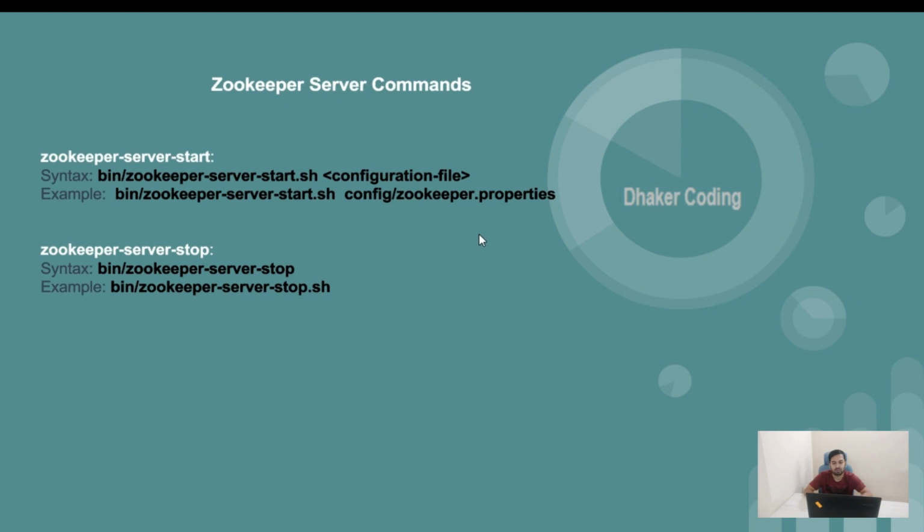Now let's say you want to run the Zookeeper server. Then just use the zookeeper-server-start.sh script and give the configuration file which is needed. For example, inside the config folder there is a zookeeper.properties file. Just use that properties file and give it to the Zookeeper. Now, if you want to stop the Zookeeper, then use the zookeeper-server-stop.sh command.